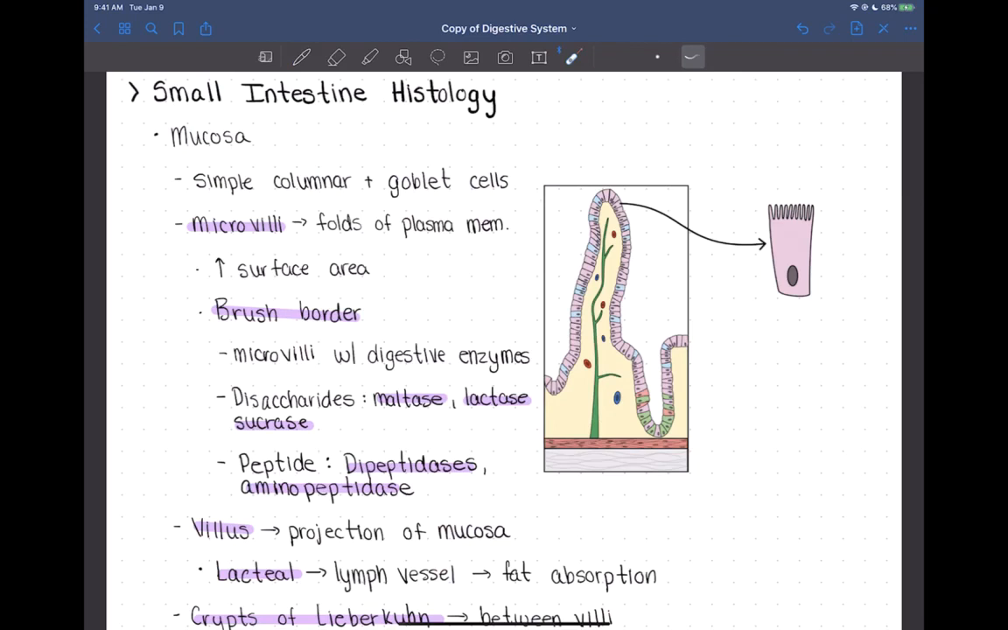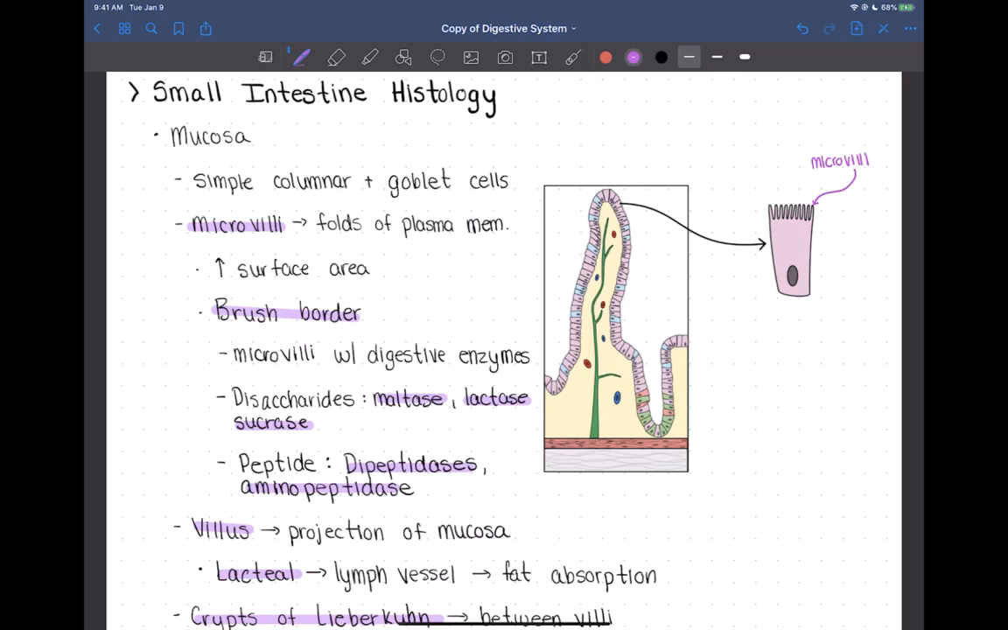The mucosa of the small intestine contains simple columnar epithelium with goblet cells, and those simple columnar cells are going to have microvilli. The microvilli are extensions of plasma membrane, little extensions on a single cell. Their function is to increase surface area. We said the small intestine is where a lot of absorption occurs, so increasing that surface area is extremely beneficial. That's going to be kind of a theme with the small intestine.